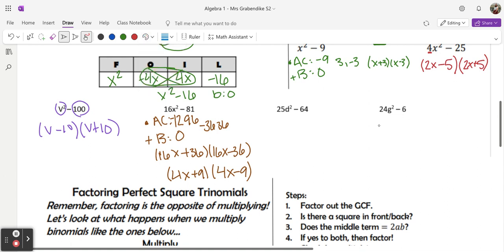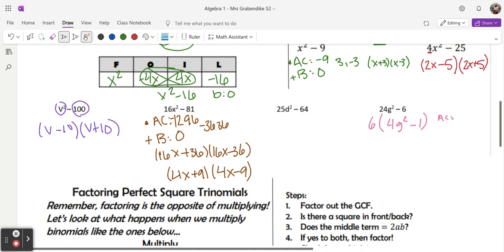Let's jump to this last one. And I noticed that this has a greatest common factor of 6. So 24 divided by 6 is 4, and 6 divided by 6 is 1. Good. Now I can factor what's on the inside.